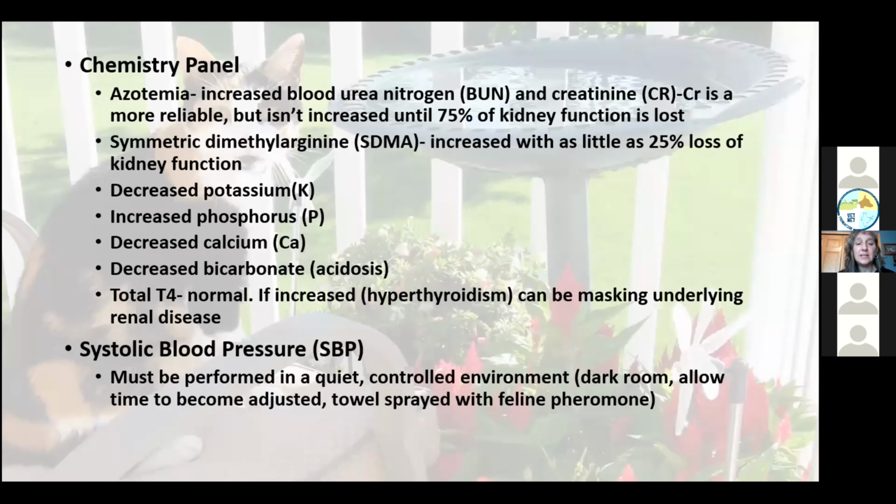And you can see a decreased bicarbonate, or acidosis. The metabolic acidosis causes a breakdown of muscle, which contributes to the buildup of toxins and further lowers the level of potassium. And we always want to look at that total T4. In chronic kidney disease alone, that would be normal. But if increased, as in hyperthyroidism, that can be masking underlying renal disease.